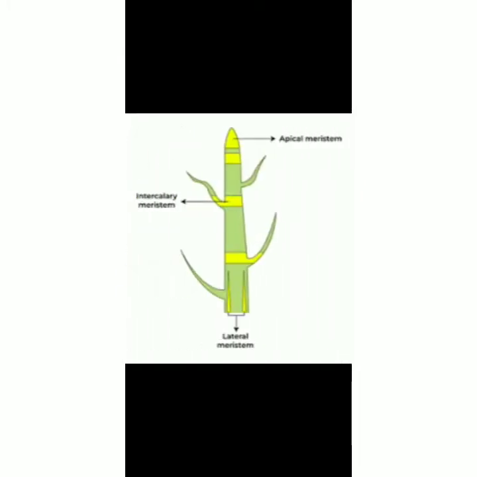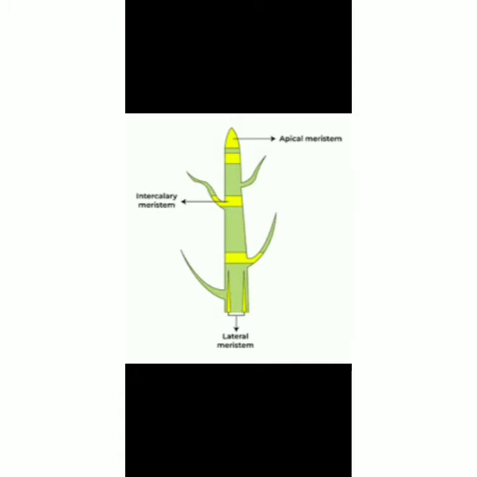Now let us discuss more about plant tissue. Plant tissue is classified into two: meristematic tissue and permanent tissue. Let us study meristematic tissue. Meristematic tissue is also called the dividing tissue. It is located only in certain specific regions like the tip of the root, stem, etc.